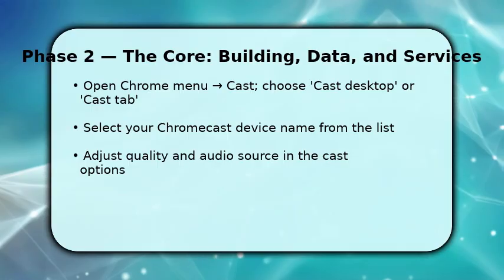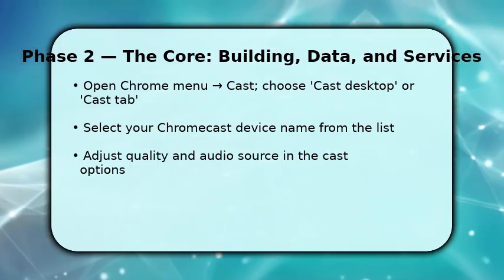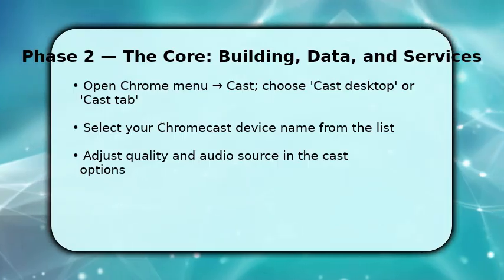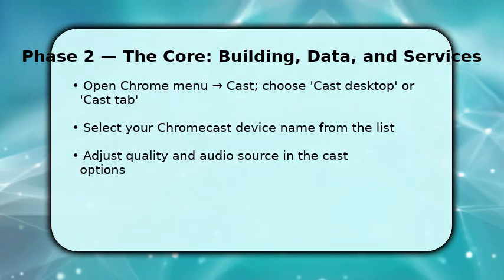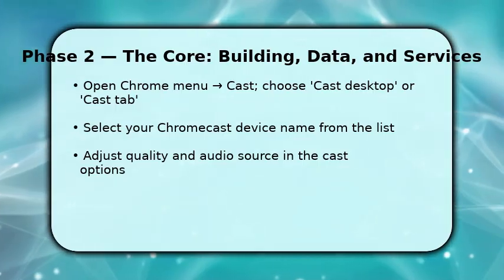Then pick your Chromecast by name. The browser negotiates a direct stream. Make sure audio routes to the Chromecast if you want sound. If not, change the source in the options before you press Cast.